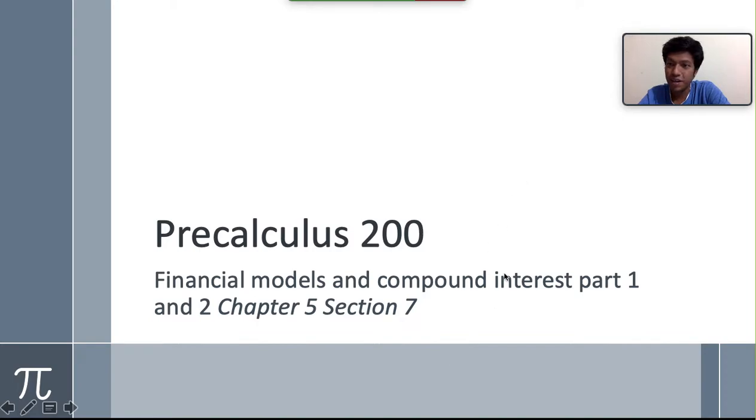This is the application part of exponential and logarithmic functions that we were discussing in the last couple of classes. This part is about financial models and compound interest, parts 1 and 2, in this recording. We'll be discussing more topics on the same concepts, the application of exponential and logarithmic functions. So more application maths are coming up.